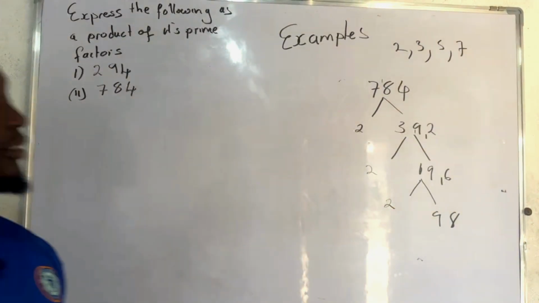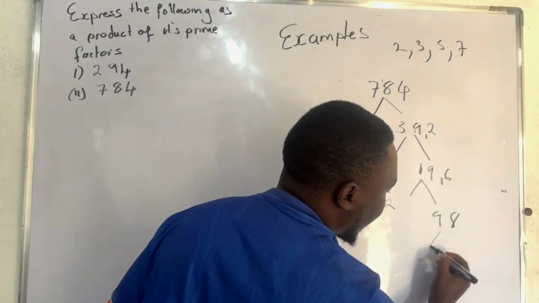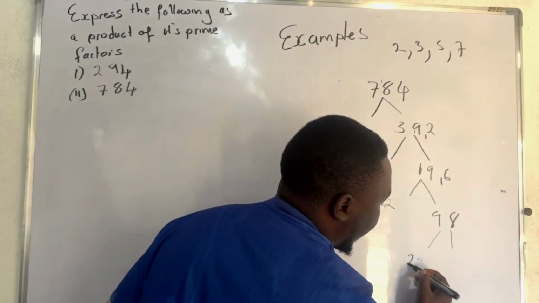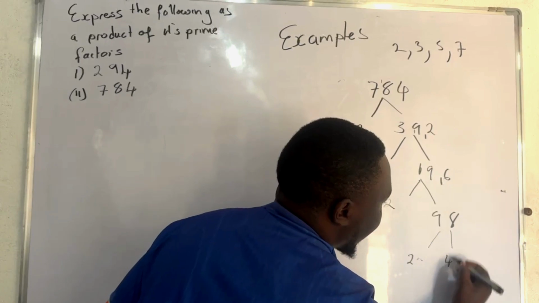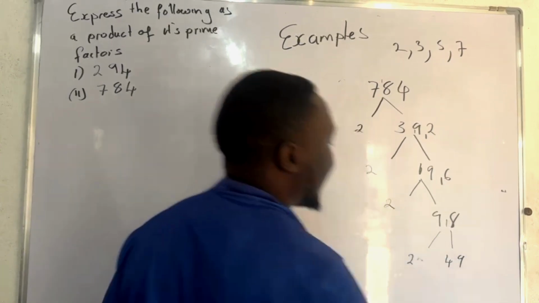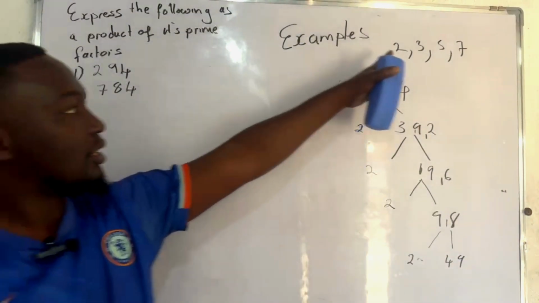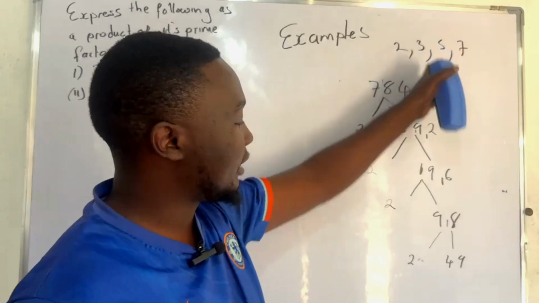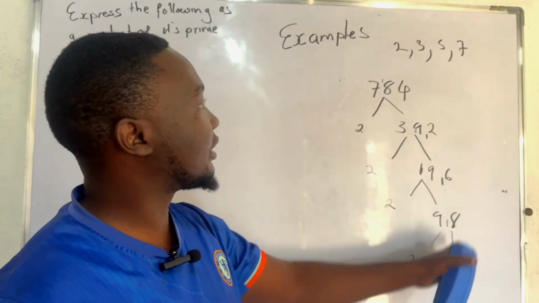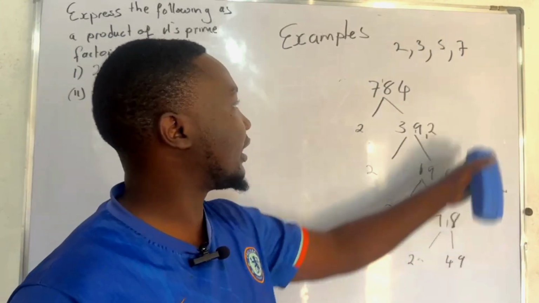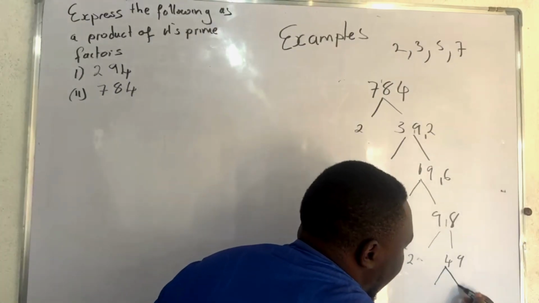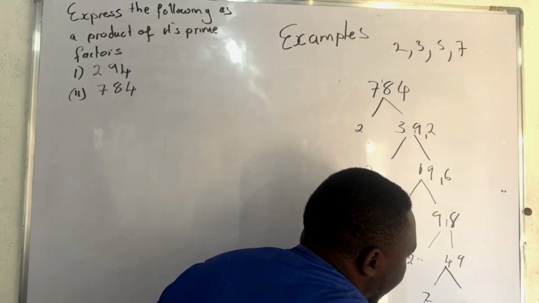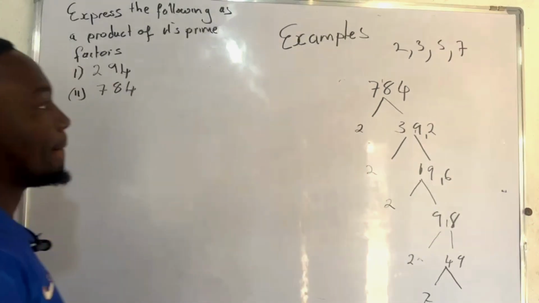So again, you can divide by 2. You put your branches, and you divide by 2. 2 into 98, you're going to get 49. So if you look at this, 3 does not enter into 49. 5 does not enter into 49. But 7 enters into 49. You put your branches, 7, remainder 7.